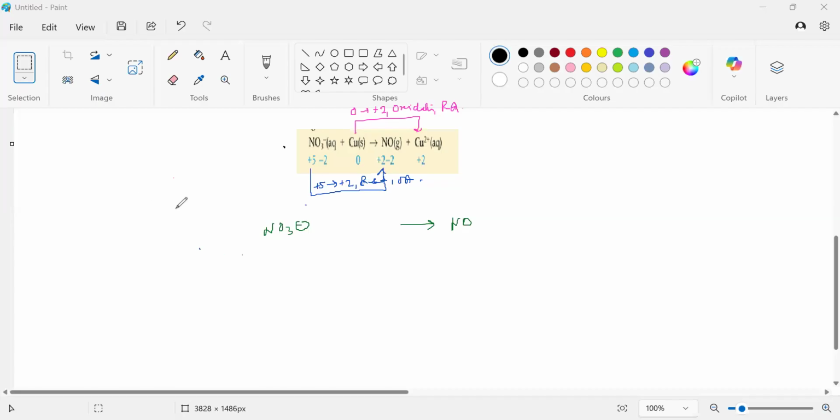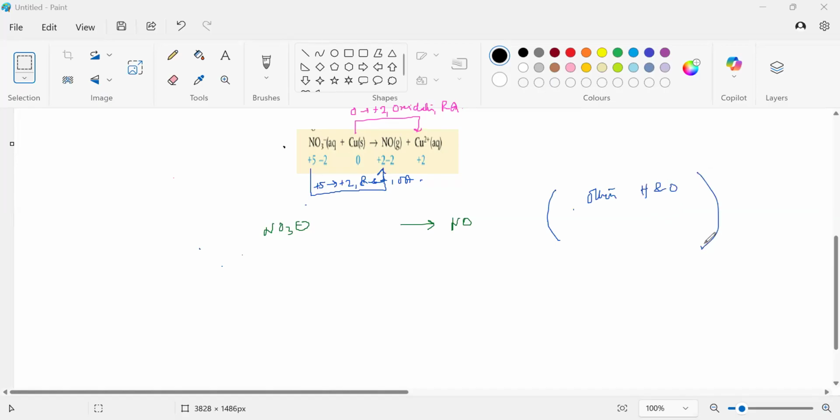What exactly are we doing? We are trying to see that NO3 minus is going to NO. Agreed? First, you have to balance the elements other than oxygen and hydrogen. Fine. Balance the elements other than hydrogen and oxygen.